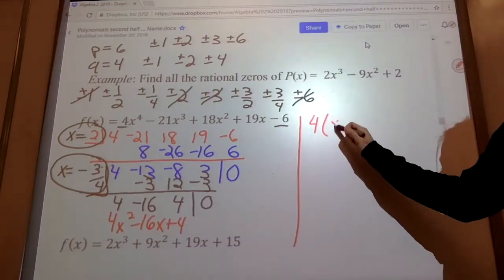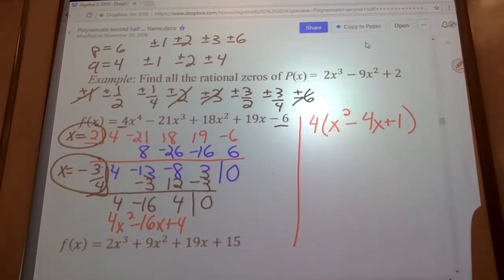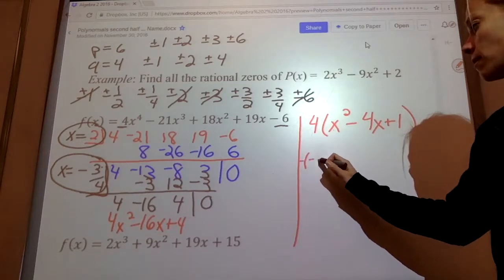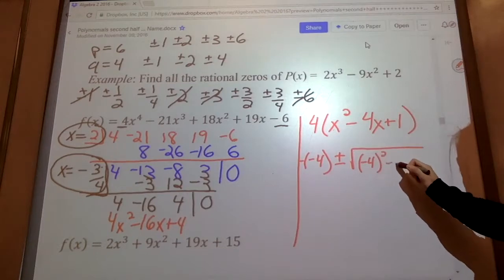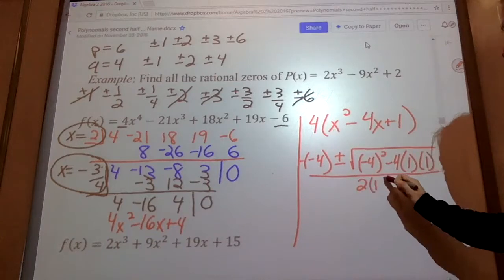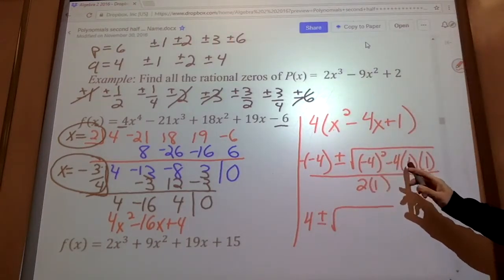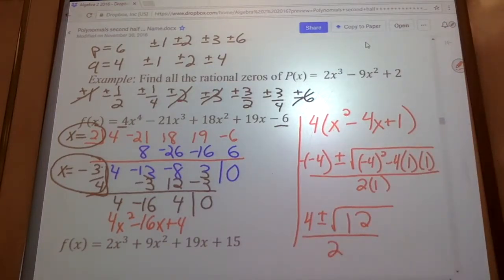I would take a 4 out because whenever you can make your numbers smaller, it makes it easier, right? If you didn't take a 4 out, you'd still get the same roots, but it just makes it easier. So negative b plus or minus square root of b squared minus 4 times a times c all over 2 times a. So 4 plus or minus square root, I have 16 minus 4, which is 12. But I'm not done. We need to simplify that, of course.